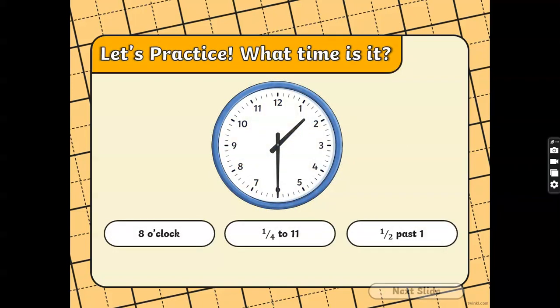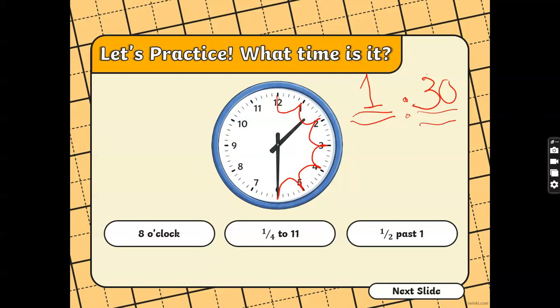What about this time? Let's write it in the standard form. Hours and then minutes. Now, the hour hand is pointing at which number? Number 1. Excellent. And what about the minutes? Let's count the minutes by counting by fives. 5, 10, 15, 20, 25, and 30. So the time is 1:30, or we can say half past 1.